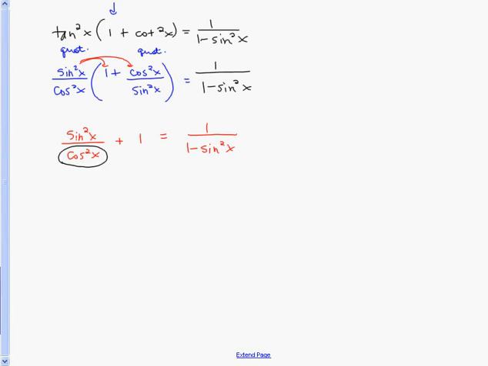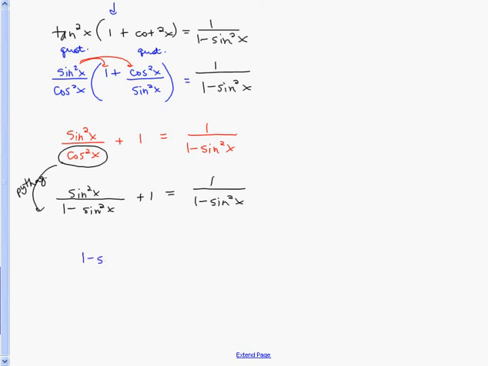I know that cosine squared of x is the same thing as 1 minus sine squared of x. And the reason I'm putting this here is because I know where I want to go, and I've got to have that 1 minus sine squared x on bottom. This is by the Pythagorean identity. It's just rearranged. So that's one thing you need to recognize, that rearranging of the Pythagorean identity.